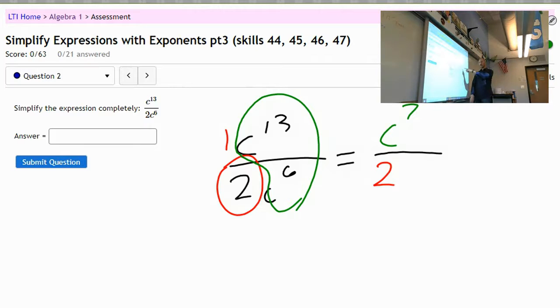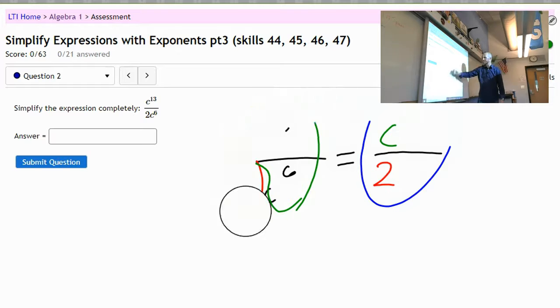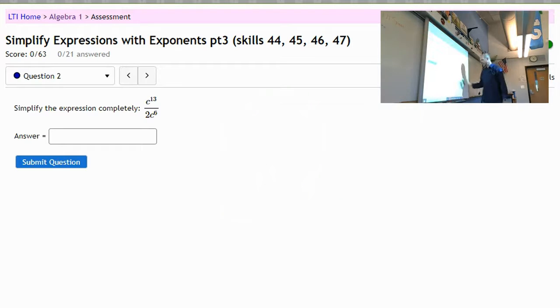And since I do have something in the numerator and in the denominator, I don't actually need that red 1 that I thought maybe I would need to hold the place in the numerator. I don't need it. You can totally write a 1 if you want. It's just extra writing though. So c to the 7 divided by 2. No negative exponents. As few terms as possible.